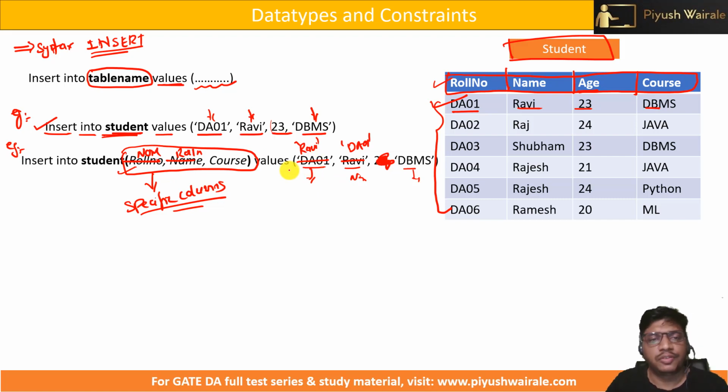We'll discuss this with the help of examples now. We'll try to execute a query. So this is how we create a database, create a table, and insert a record in a particular table.